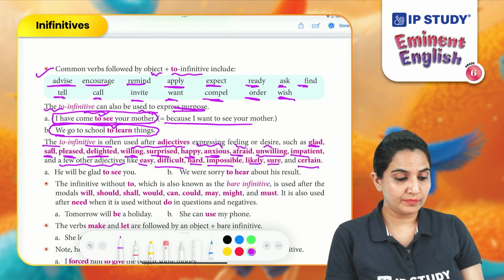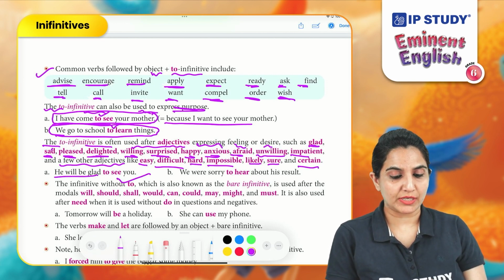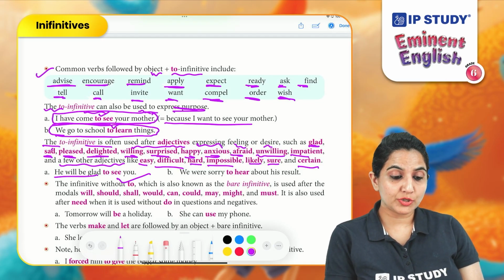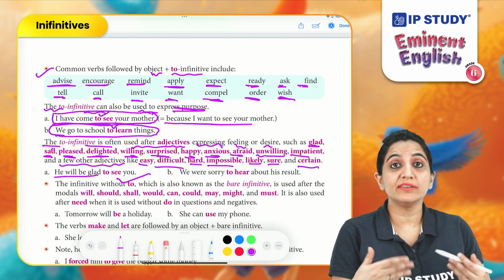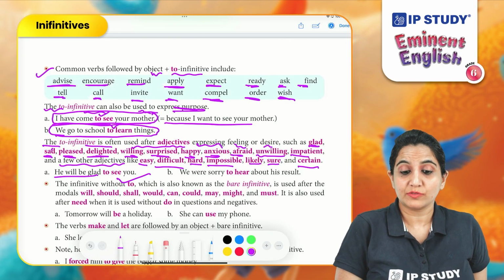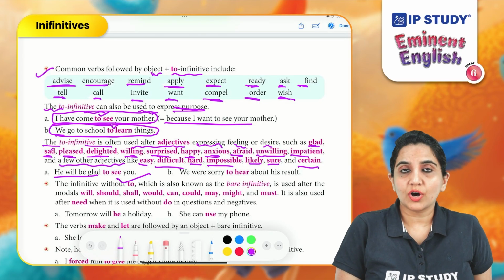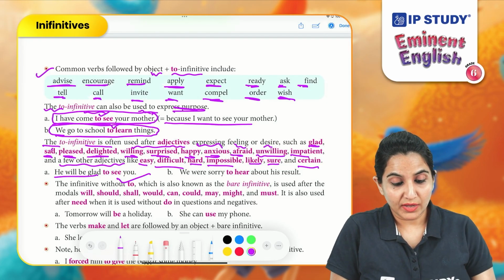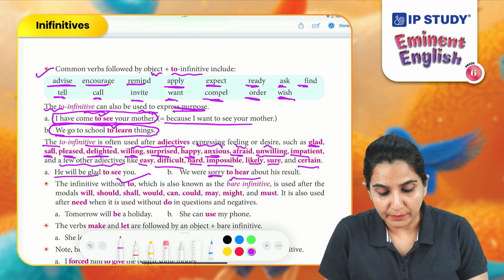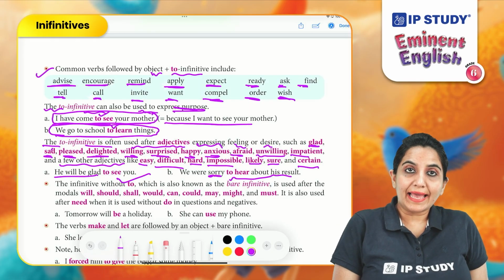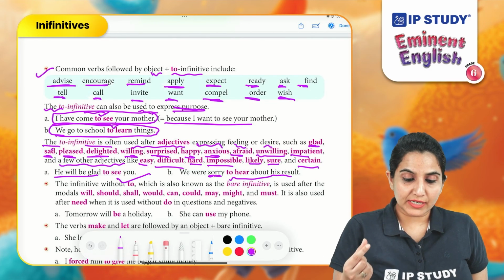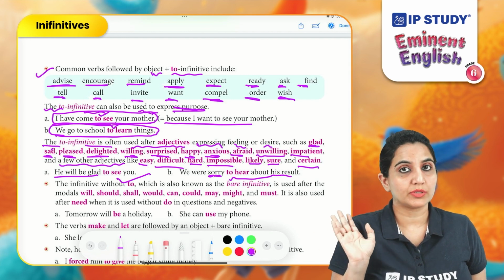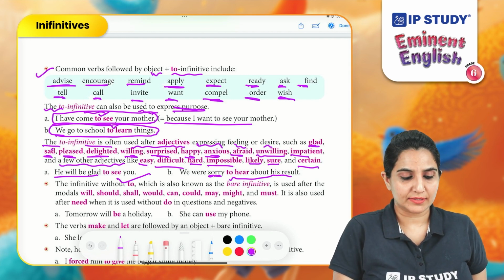For example, he will be glad to see you. So, glad is a feeling. So, sometimes the to infinitives are used after adjectives, especially the adjectives which describe feelings or desire, such as glad, sad, pleased, delighted. We are sorry to hear about his result. So, again, this adjective sorry requires a to infinitive verb, which is to hear about his result.